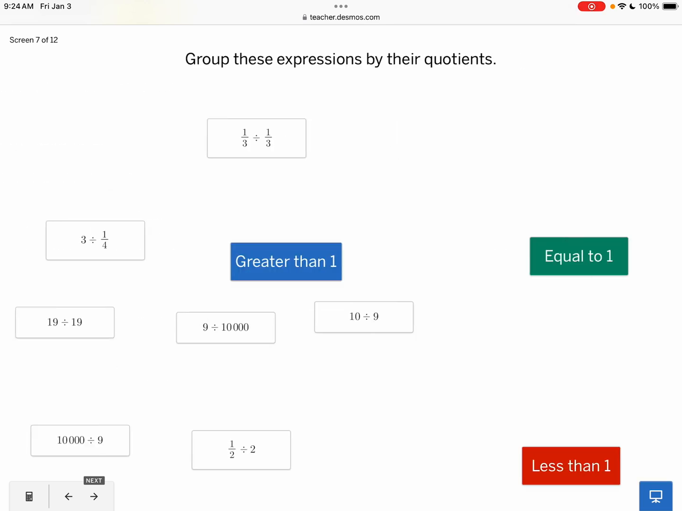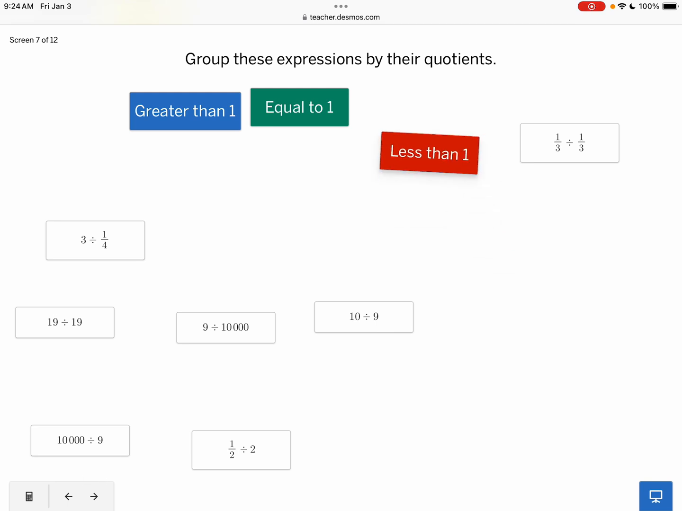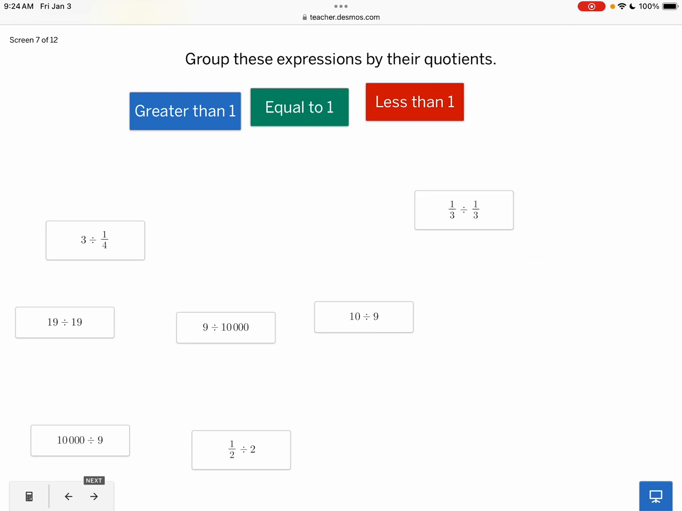All right, we need to group these expressions by their quotients. So we have greater than 1, equal to 1, and less than 1. I'm going to start with 1/3 divided by 1/3. Those are both the same number, so when you divide them, it will be exactly 1. Looking at our next one, 3 divided by 1/4. To figure out if our answer is going to be bigger than 1, we look at our first number. Is 3 bigger than 1/4? It definitely is, so our answer would be greater than 1.